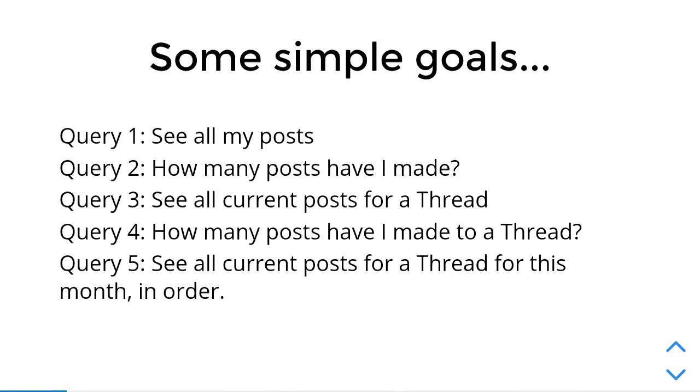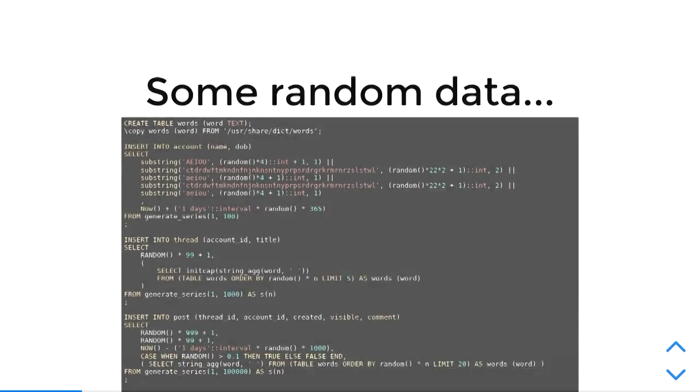We're going to go through a number of queries and try and optimize them and keep them efficient so that our users don't get annoyed and go somewhere else. So we've got a first query of what are all my posts. The second is how many posts have I actually made, because some people want to know how prolific they are. What are all the posts of the current thread? How many posts have I made on the current thread? So am I involved in this discussion? And also all the current posts for a thread for this month in order. So when you're reviewing a thread, look at it in the current order.